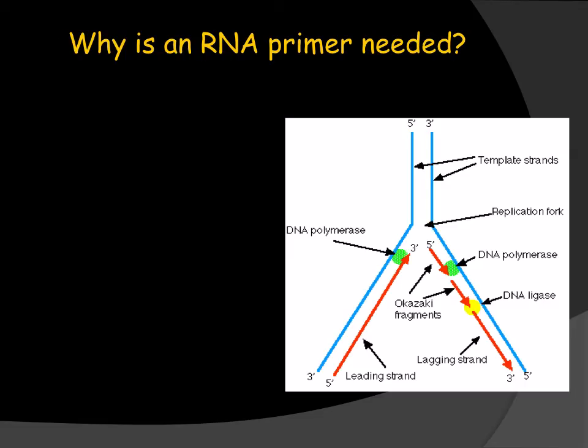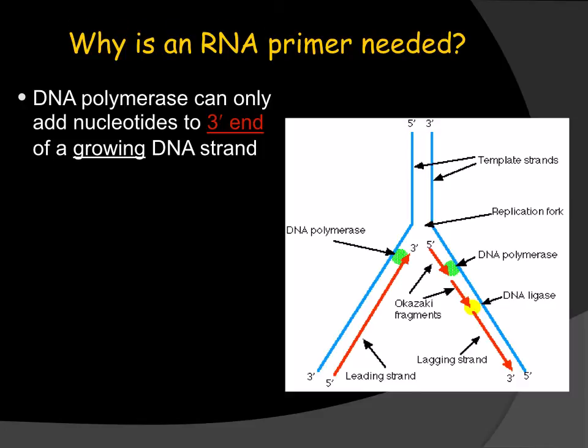So why do we need an RNA primer? Well, if you remember, DNA polymerase can only add nucleotides to the 3' end of a growing DNA strand. This means that it can only work in a 5' to 3' direction. Now have a look at the lagging strand on this diagram. Can you see that it's being synthesized in the opposite direction to the leading strand? This means that the RNA primers are needed as a starter nucleotide so that the DNA polymerase can grow in a 5' to 3' direction.